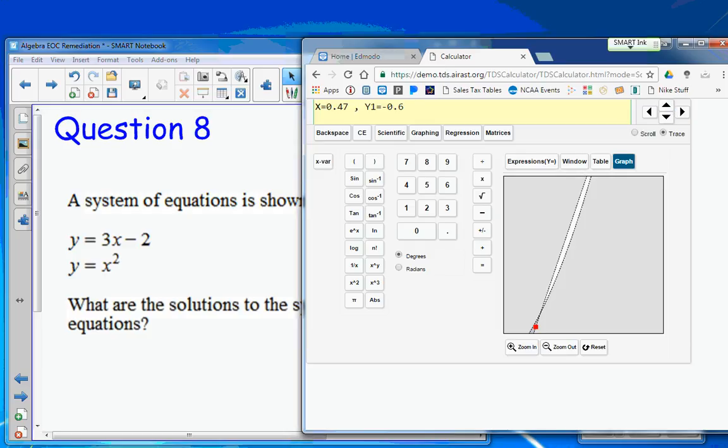It's not going very fast. Move it around a little bit. Trace faster. There it goes. Now, I have one solution that could be 1.98 and 3.94, but I'm going to go ahead and guess.